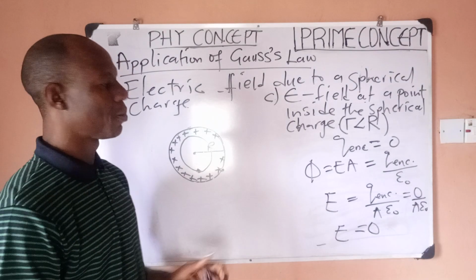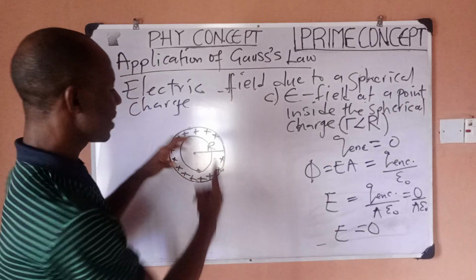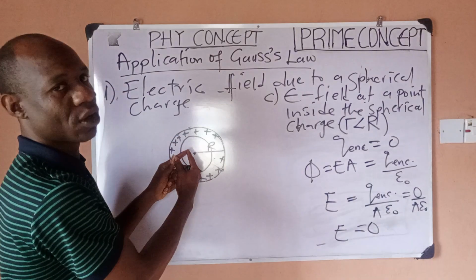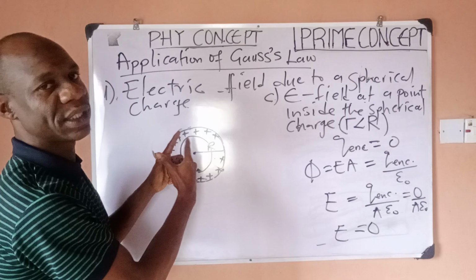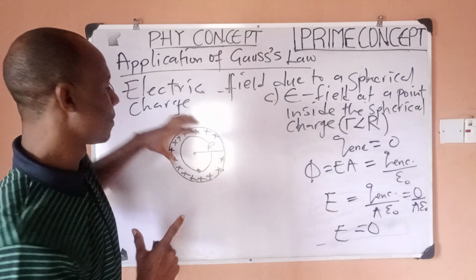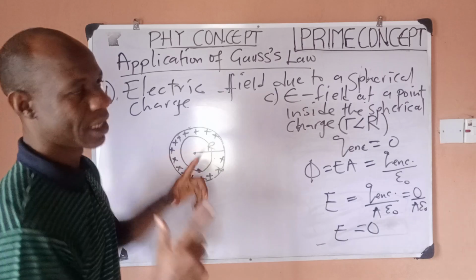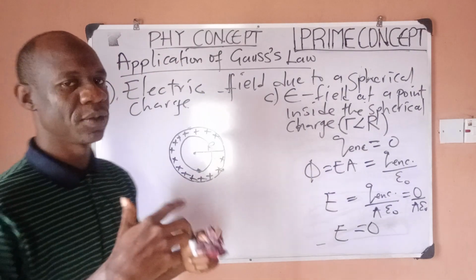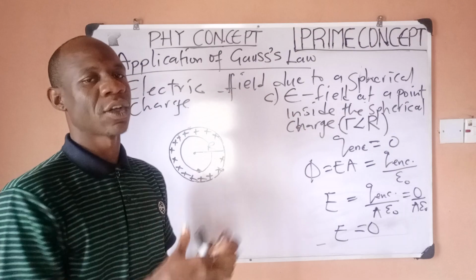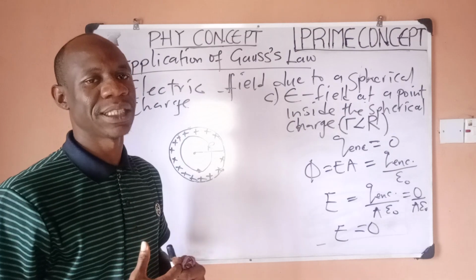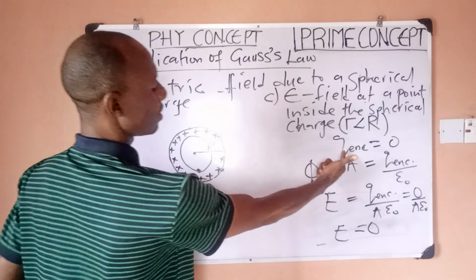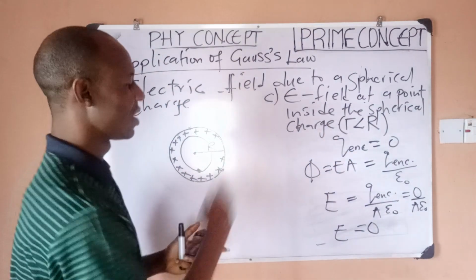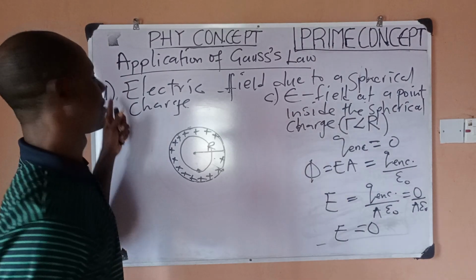So this is a very important point for you to note, that the electric field at a point inside a conductor with stationary charge is zero. So take note, it is applicable to stationary charge, and that's why we're still looking at this under electrostatics. So the electric field at a point inside a conductor with stationary charge is zero, because the Gaussian surface does not enclose any charge. So this is true. Now we are done with this first application.